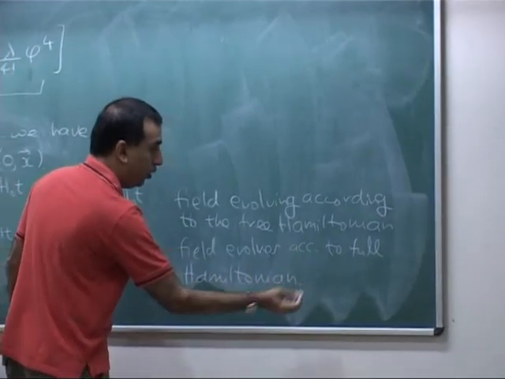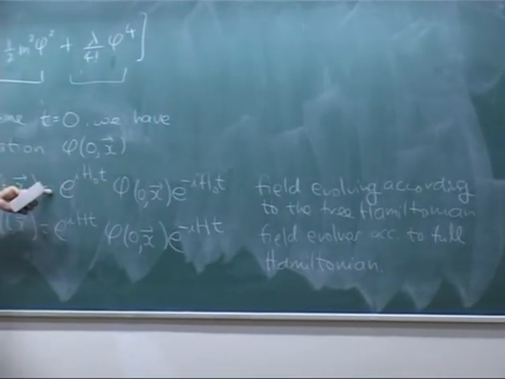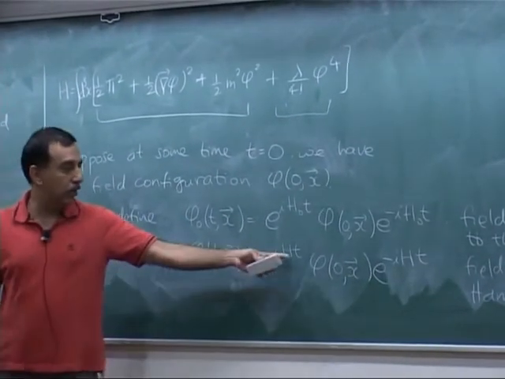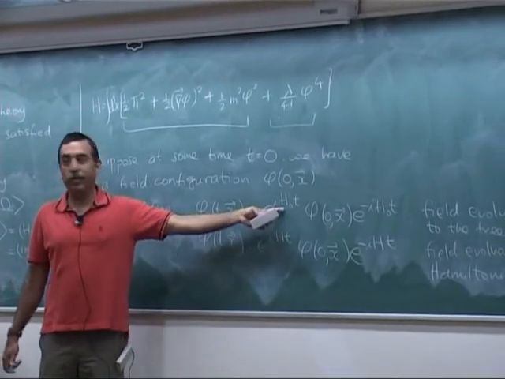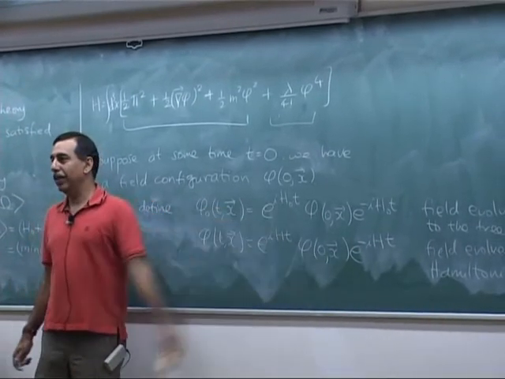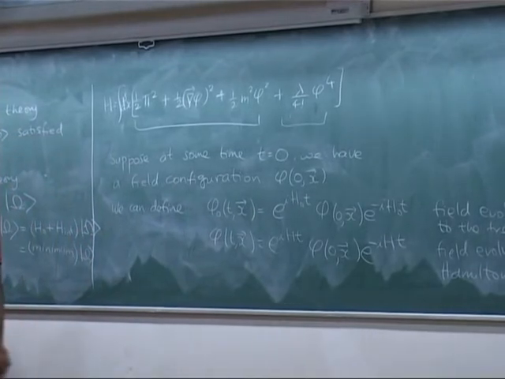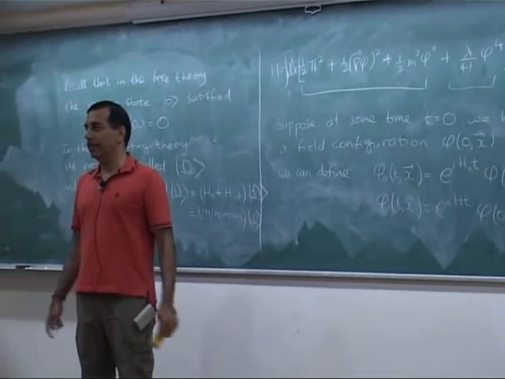Now you might argue that the first thing is absurd because there is no such field in my theory. That's true, right? The only field in my theory is the one which evolves with the true Hamiltonian H. There isn't any field which evolves with the free Hamiltonian H naught. However, one should realize that the field is not an experimental observable. It's just something that we use in our calculations.